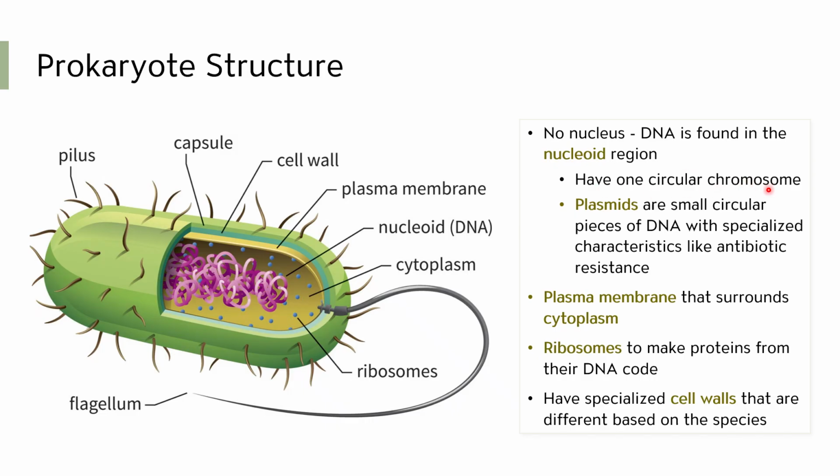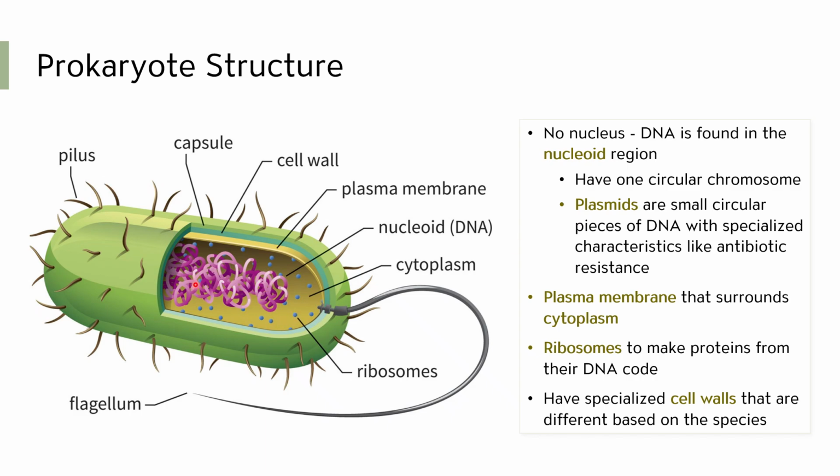And they only have one chromosome. So humans, we have 23 pairs of chromosomes. They only have one. It doesn't even have a pair. And it's usually almost always circular. There are a few that don't have circular chromosomes, but we don't really need to talk about them. They're weird.